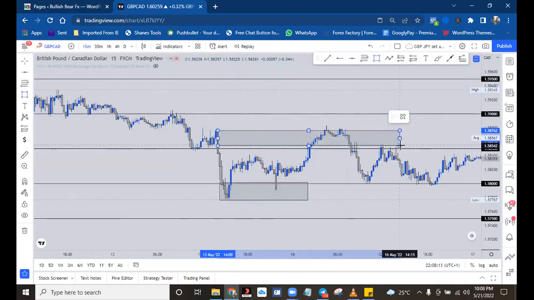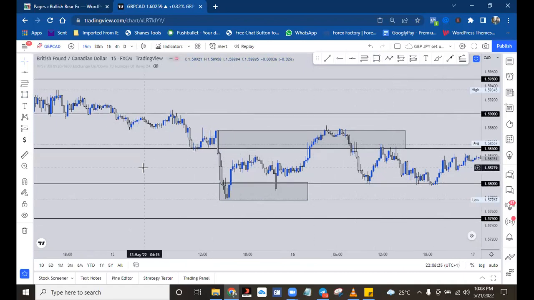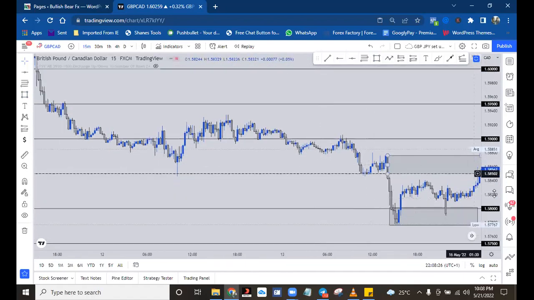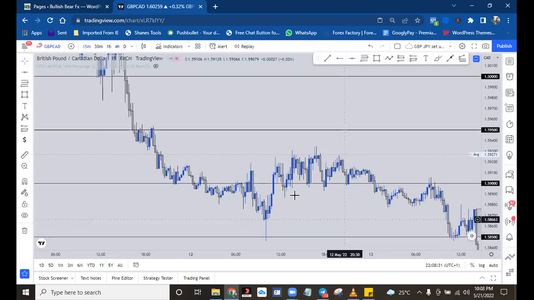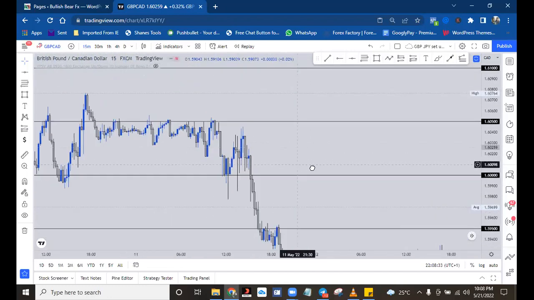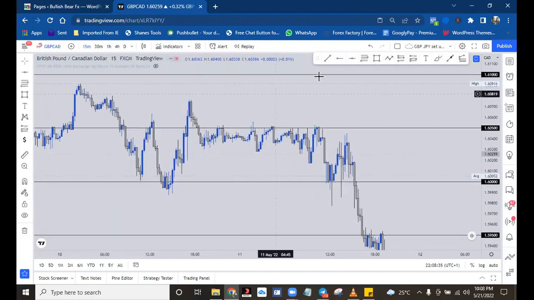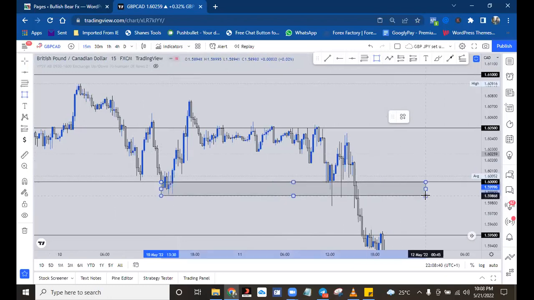In the same manner, price came here, gave those reactions, and proceeded. Even when it came back here, it tried to break out of the psychological level, got into it a bit, and came back down. When price came here, you can see the reactions price played around that key level.